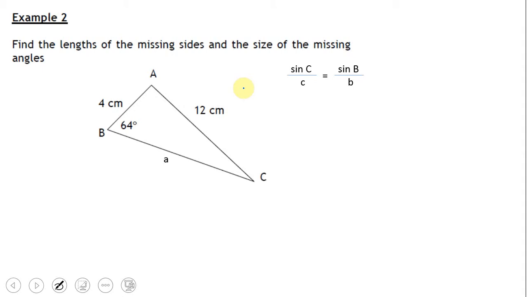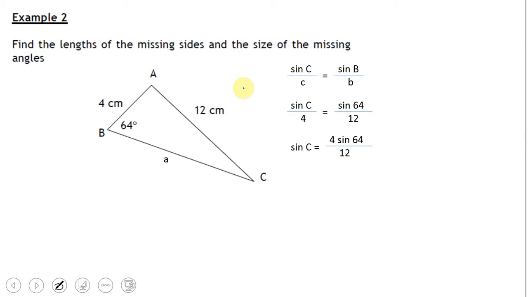So sticking our values in, well, we don't know capital C, but little c is 4 centimetres, capital B is 64 degrees, and little b is 12 centimetres. So we get sine of C over 4 equals sine of 64 all over 12. Now we need to rearrange this to be sine C equals, so we need to times both sides by 4. So sine C is equal to 4 sine 64 divided by 12.